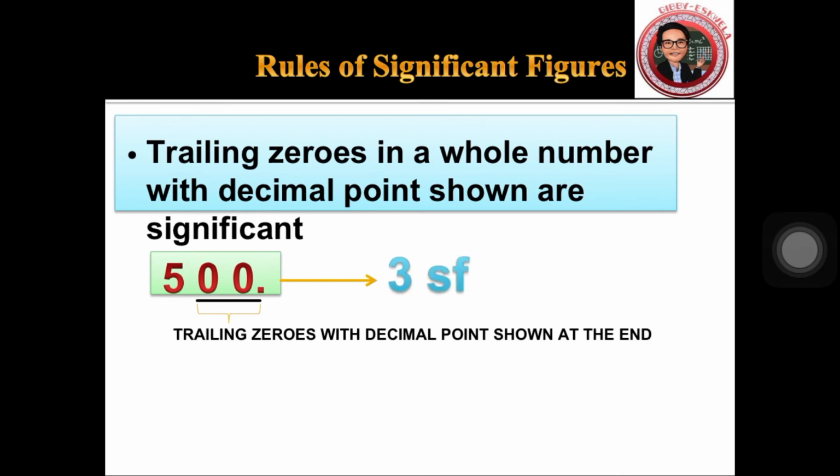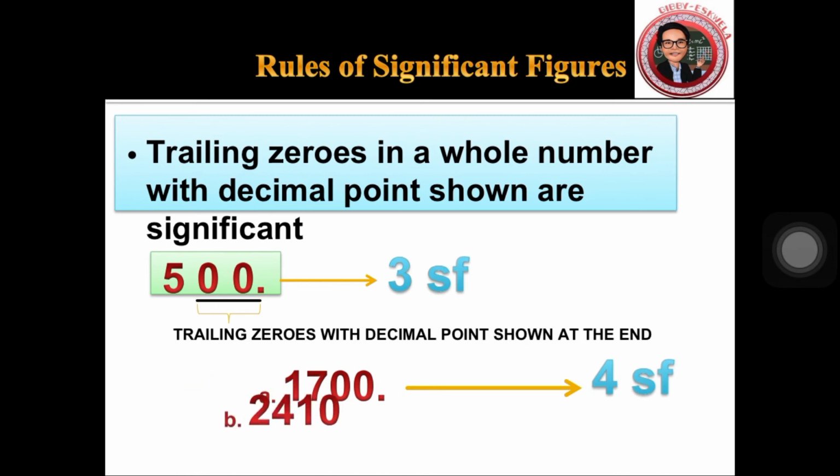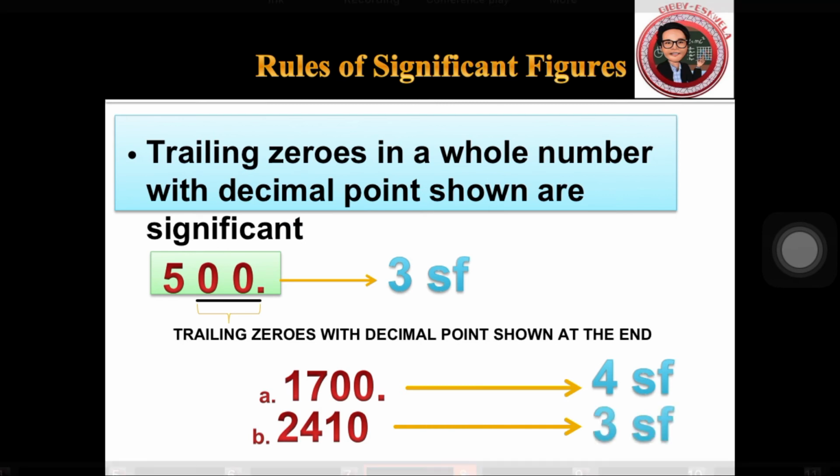Let's try and answer this example. How many SF does this number have? Yes, it has 4 SF. And for this one, oh, you have to be careful on this example. Do you find a small dot or point at the end of it? It doesn't have one, right? In that case, rule number 5 applies. And since that one trailing zero is not significant, it will give us 3 significant figures.